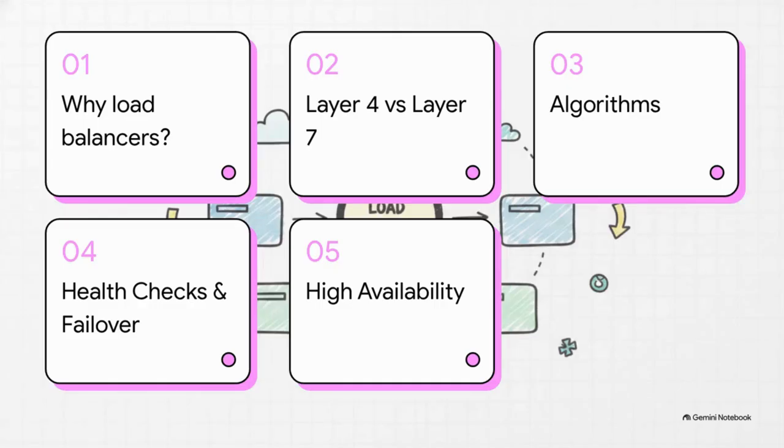Here is our roadmap for today's explainer. We'll start with why we use load balancers, then compare layer 4 and layer 7, look at traffic distribution algorithms, dive into health checks and failover, and finally design for high availability.